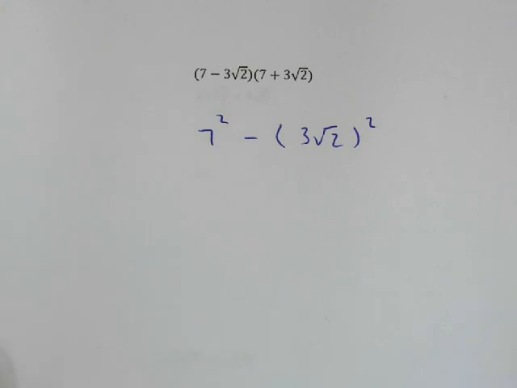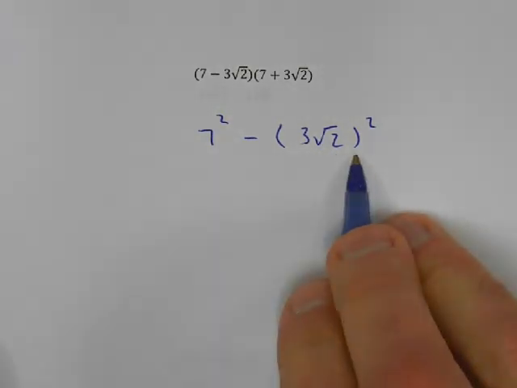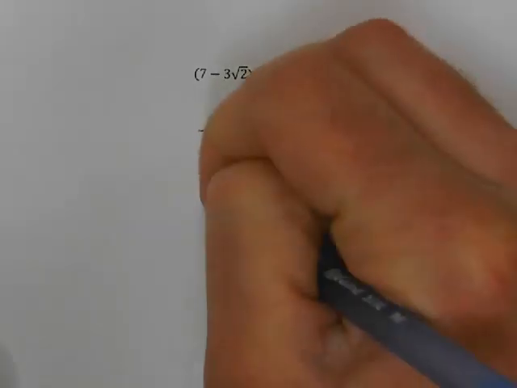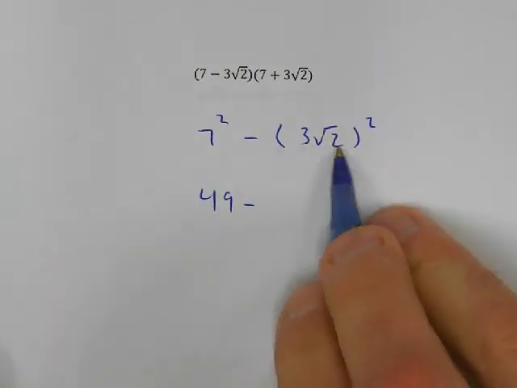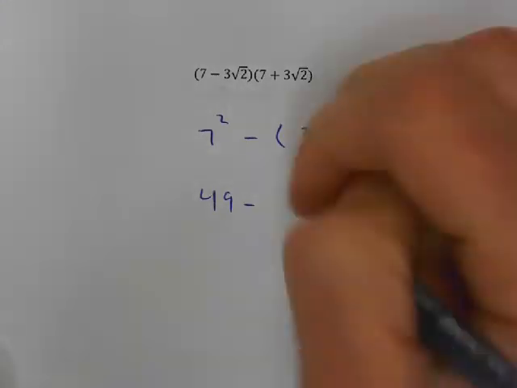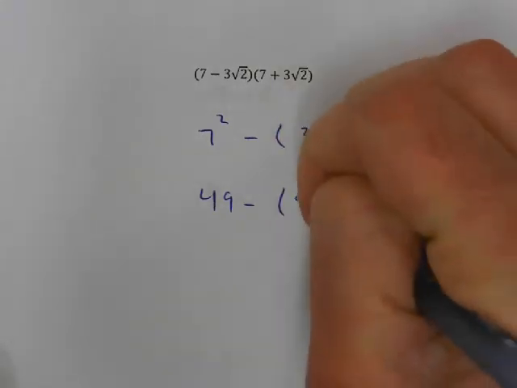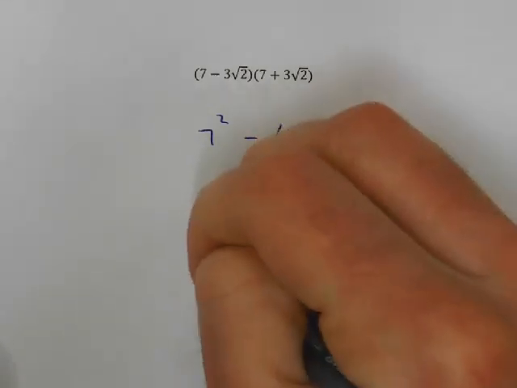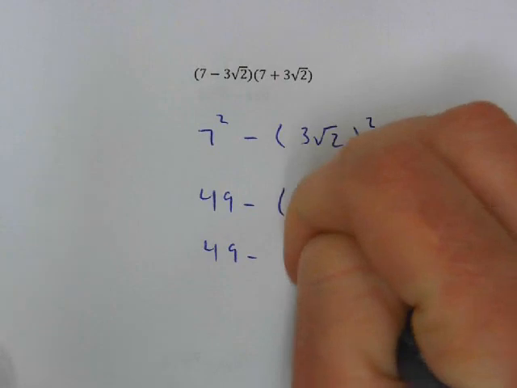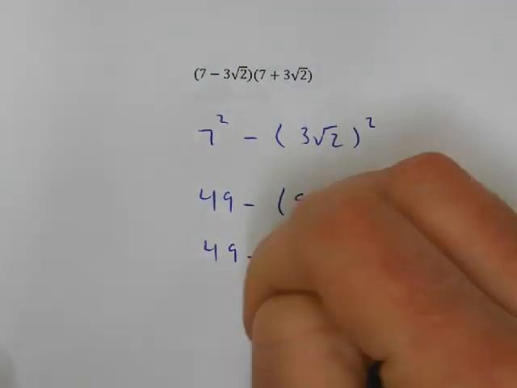Okay. All right, now what is 3 root 2 times 3 root 2? Let's do this first. Obviously, 7 squared is 49. Minus, and then 3 root 2 times 3 root 2. Well, the 3 times 3 gives us a 9. Times, and then root 2 times root 2 gives us 2. So then 9 times 2, we get 18. So this is actually going to be 49 minus 18, which when we subtract those, we get 31.